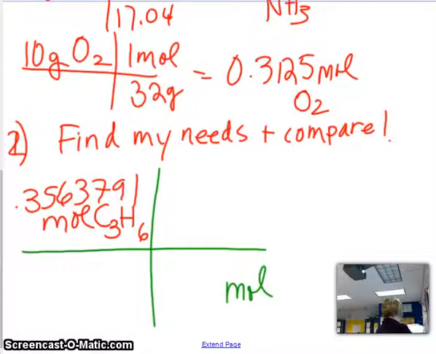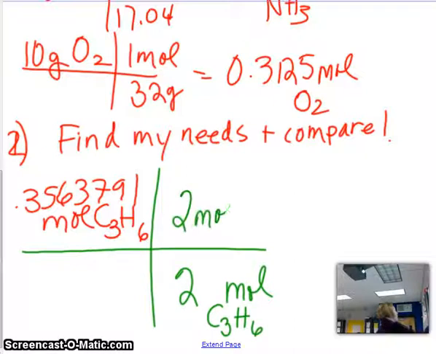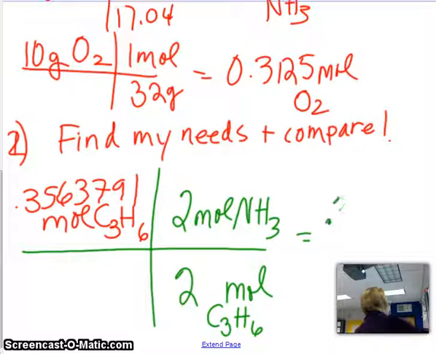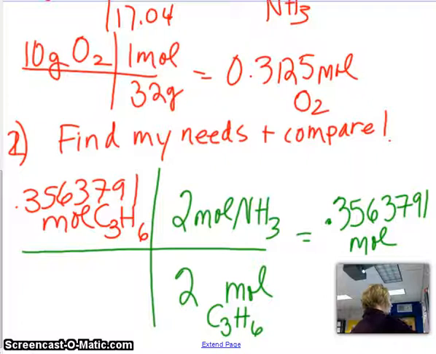Now, according to the equation, for every 2 moles of C3H6, I need 2 moles of NH3. So that means I will need 0.356371 moles of NH3 needed.